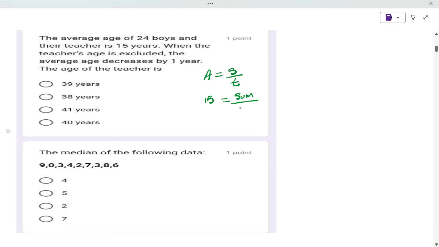The total number is 24. So the sum of years will be 15 into 24.